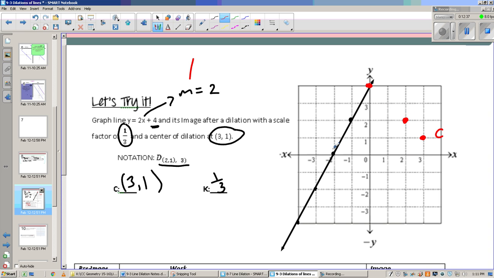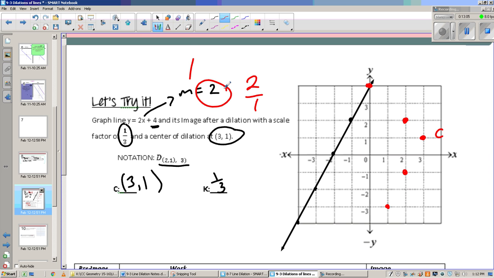Don't we know that they're going to have the same slope? Yes, because when I dilate, parallelism is preserved. So what was the slope of the original line? It was 2, or 2 over 1, right? So we're going to do the same thing to find the other points on this line.